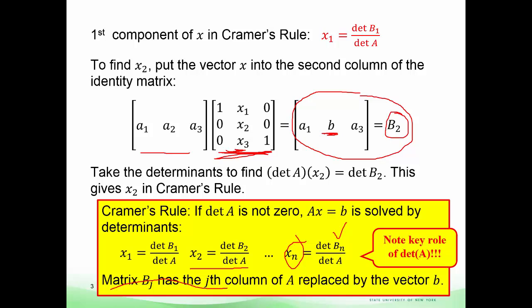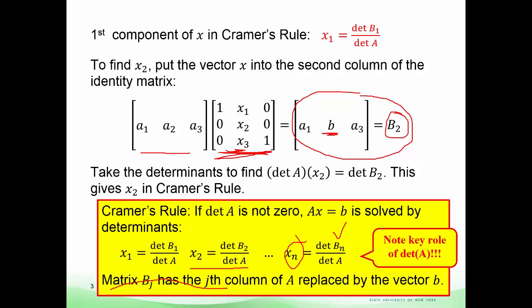This is called Cramer's rule. And one thing this does is it tells us the key role that the determinant of A plays in solving these. If the determinant of A is equal to 0, we cannot solve this. So it shows the importance of the determinant of A being non-zero.